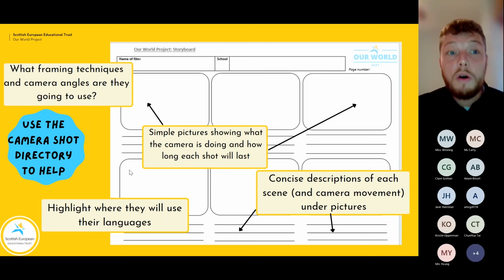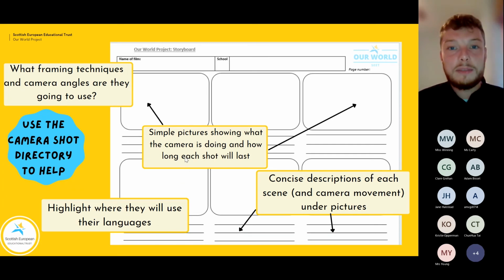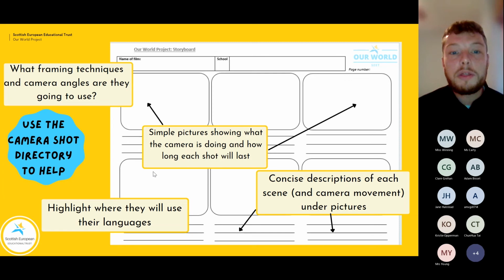So there are things that we're looking for you to include. Obviously we've talked about what framing techniques and camera angles the pupils are going to use. Simple pictures showing what the camera is actually doing in each shot and how long each shot will last. Some indication in the storyboard of which language is going to be used and where in the film they're going to use the languages, and then a concise description of each scene and the camera language underneath the pictures in the lines there. You can use as many of these pages as the pupils need or want. But remember, we're aiming for the films to be around three, no longer than 3.5 minutes really.